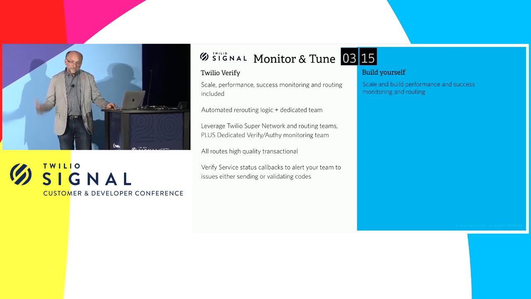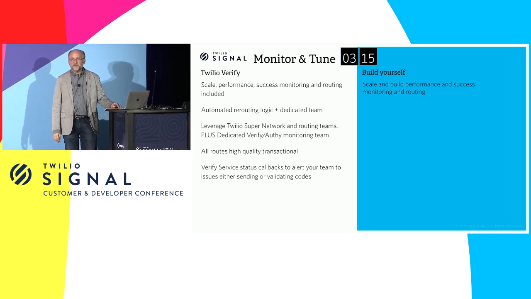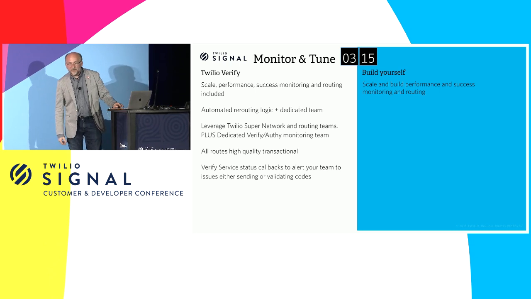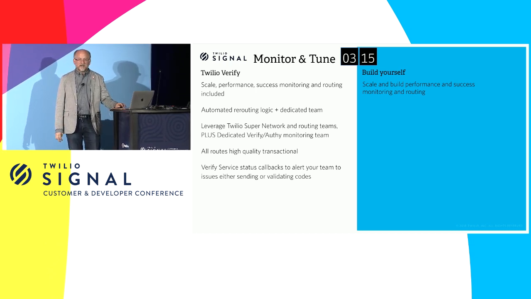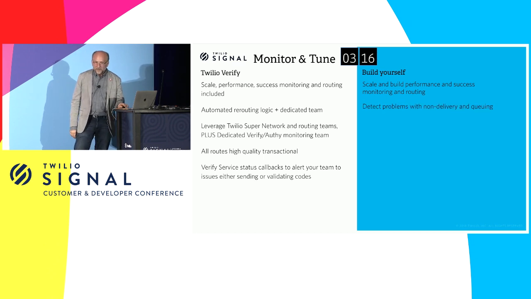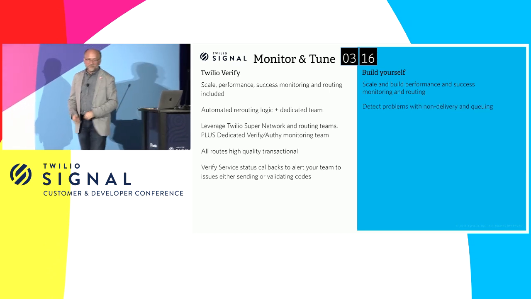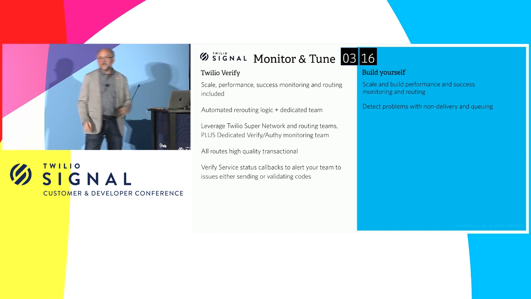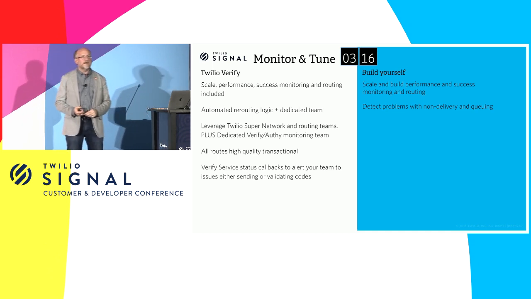Building yourself, you're going to need to take care of that scale, make sure you have enough numbers provisioned, the right shortcodes and the like. Build that performance out, take care of the success monitoring and routing on your own. You're going to need to be able to detect problems with non-delivery and queuing, things that you really shouldn't need to have to deal with.